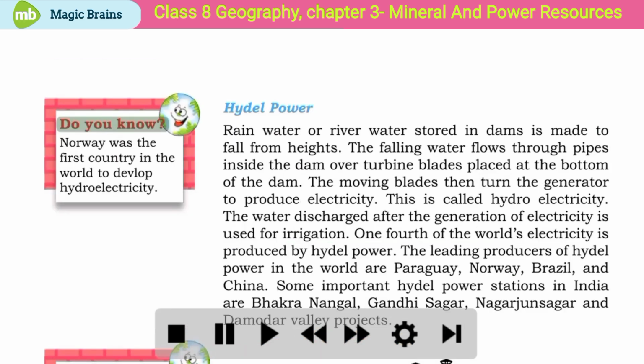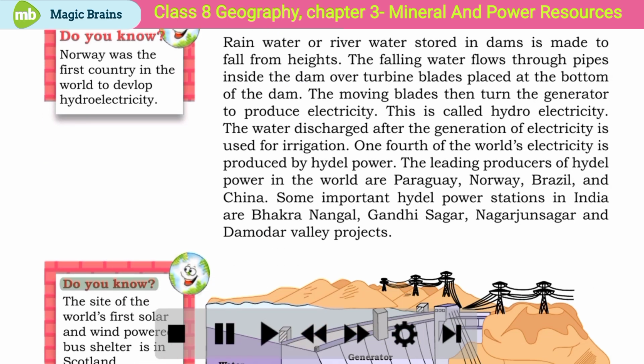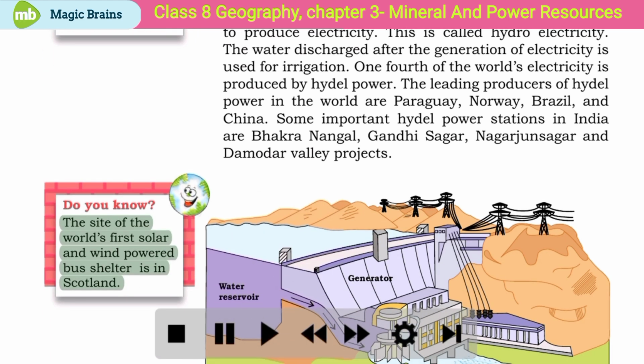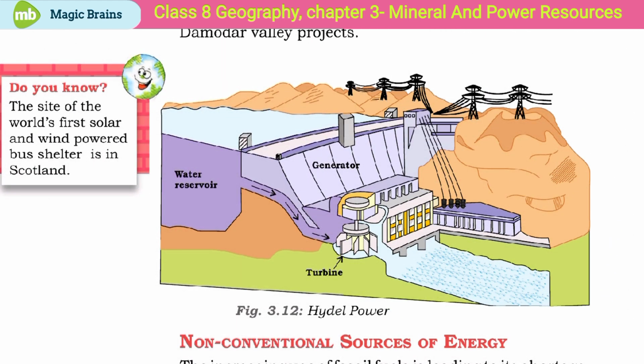On the top left side, there is a red box which reads, do you know? Norway was the first country in the world to develop hydroelectricity. There is another red box which reads, do you know? The site of the world's first solar and wind-powered bus shelter is in Scotland. In the middle of the page, there is figure number 3.12, which shows tidal power.